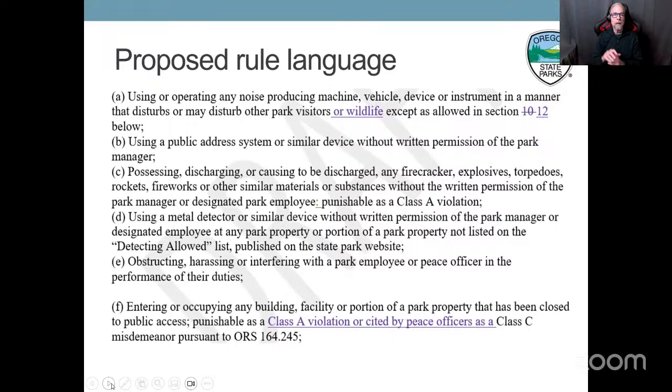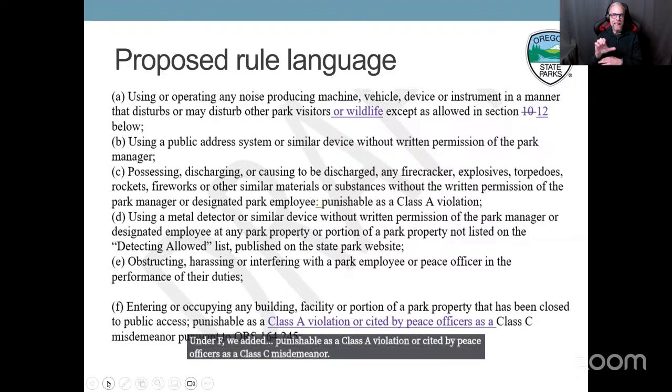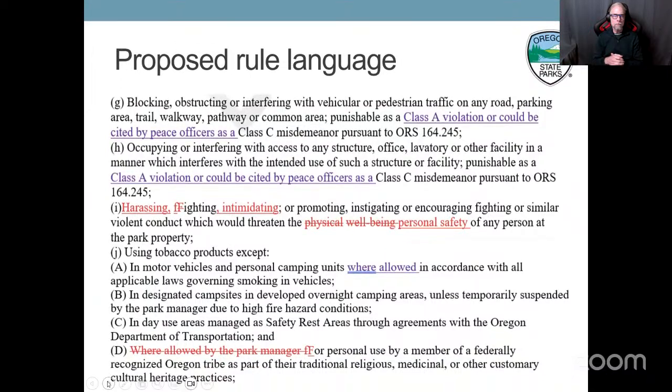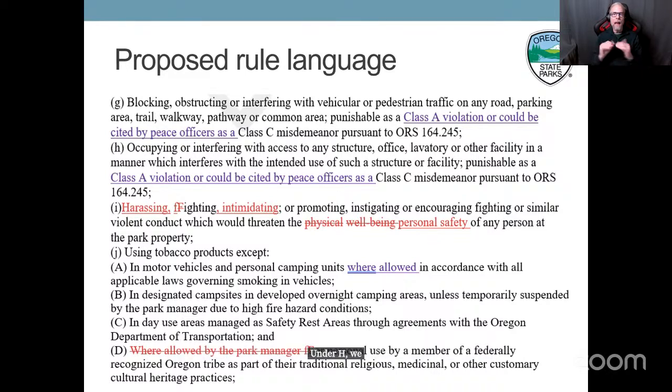A, we added or wildlife, except as allowed in section 12 below. Under F, we added punishable as a Class A violation or cited by peace officers as a Class C misdemeanor. Under G, we added Class A violation or could be cited by peace officers as a Class C misdemeanor. Under H, we added Class A violation or could be cited by peace officers as a Class C misdemeanor.